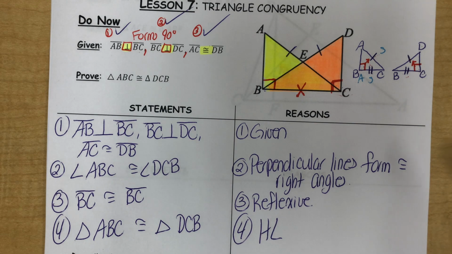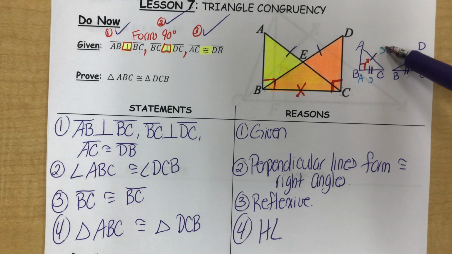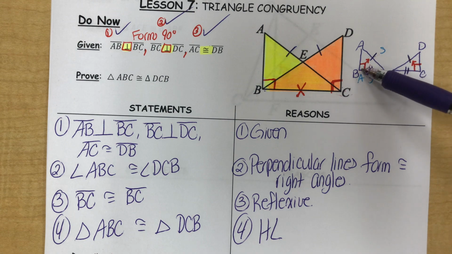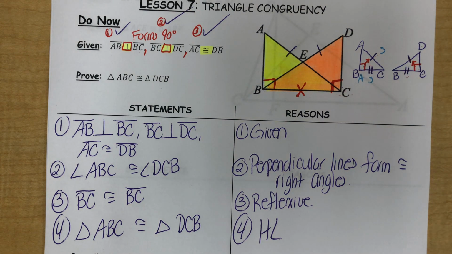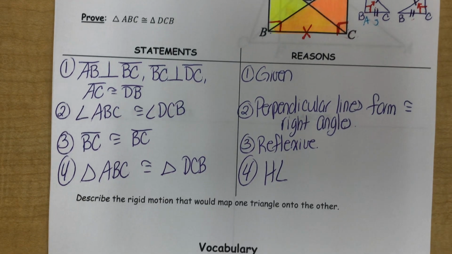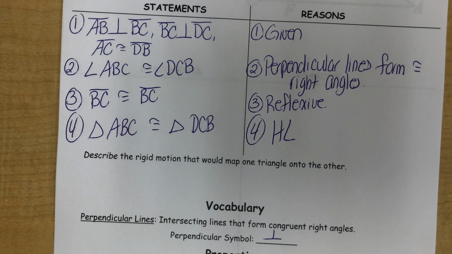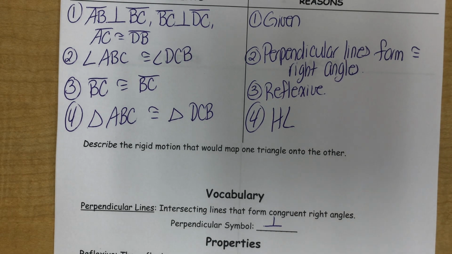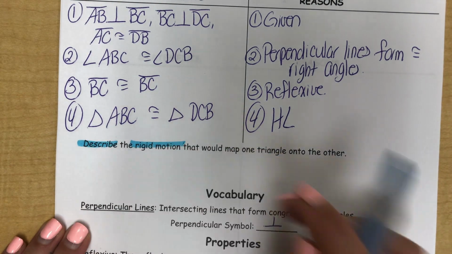You got to remember when you see the ASS, it's really the HL. That's just one way to remember it. Another is, again, you don't want to make an ASS out of yourself, so you know it must be the HL triangle congruency method instead. All right, here's the vocabulary underneath. Oops, just kidding. We have to describe the rigid motion that's being used here. So I'm going to highlight that, describe the rigid motion.